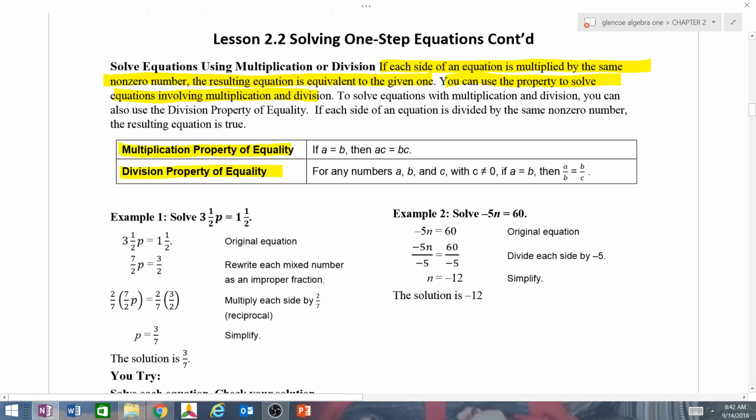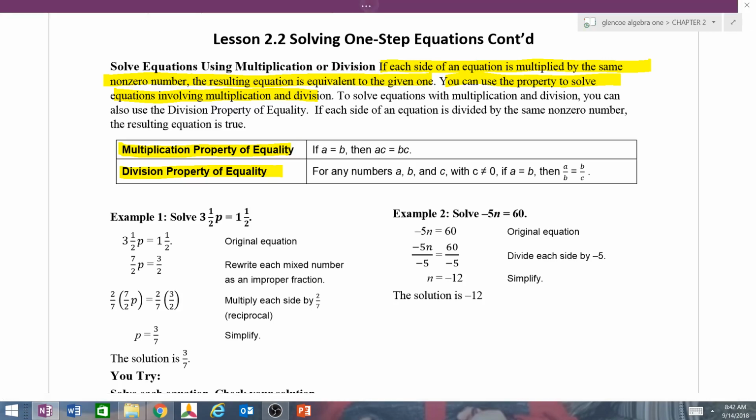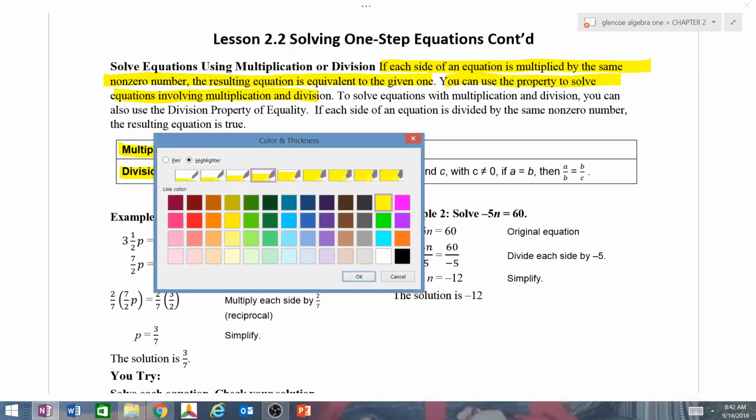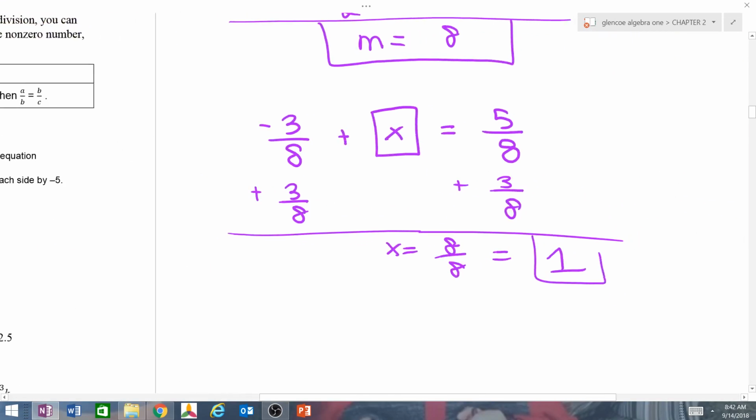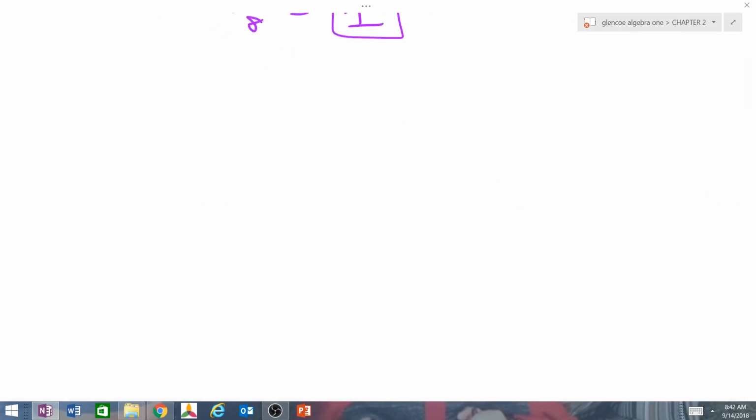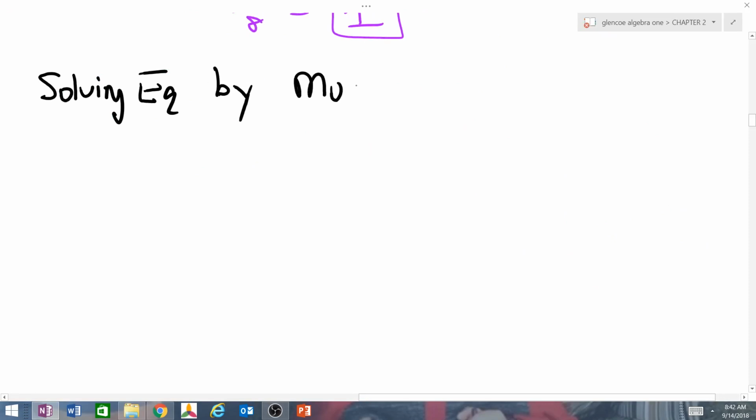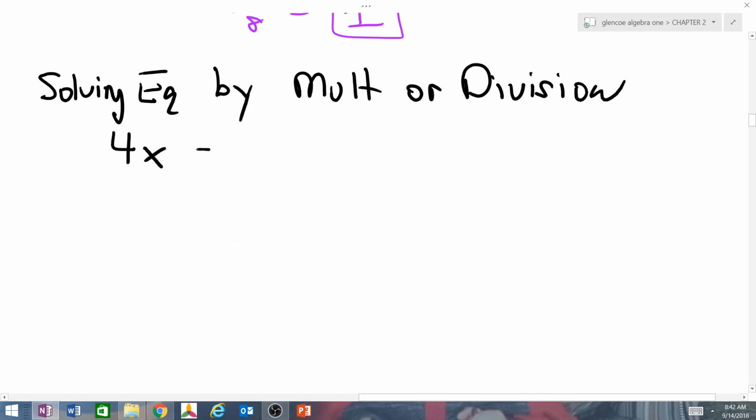So let's go ahead and look at our first example here. And I'm going to make sure I do these for you step by step, guys. This is part 2 of our lesson. So let's just go ahead and take a really easy one first. If I said 4x equals 16.